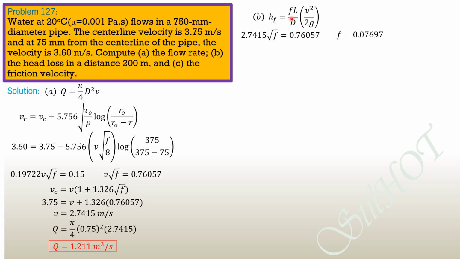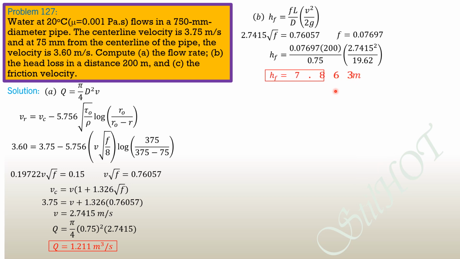Then substitute into the Darcy-Weisbach formula for head loss. hf equals 0.07697, length 200 over diameter 0.75, velocity head 2.7415 squared over 19.62. So the head loss in the distance of 200 meters is equal to 7.863 meters.